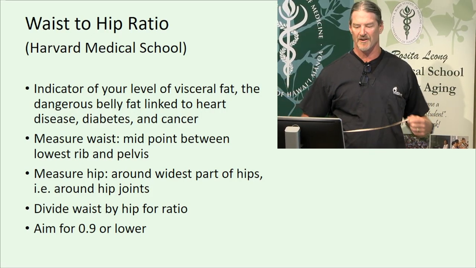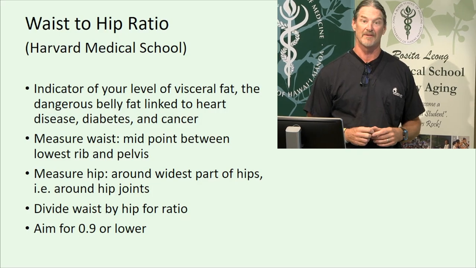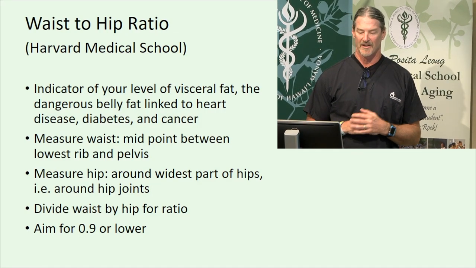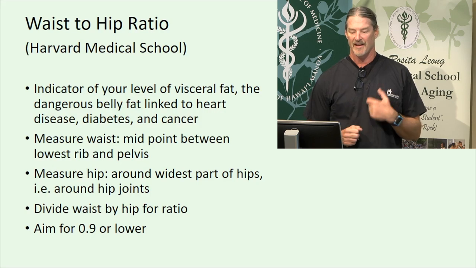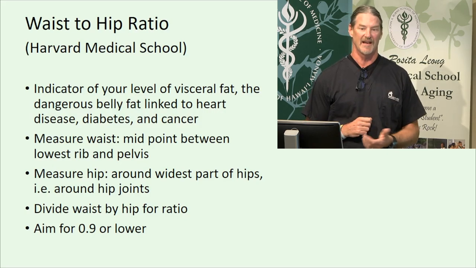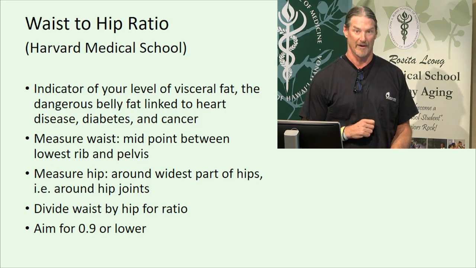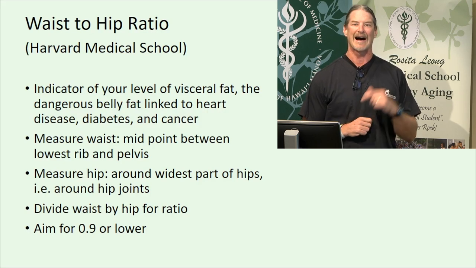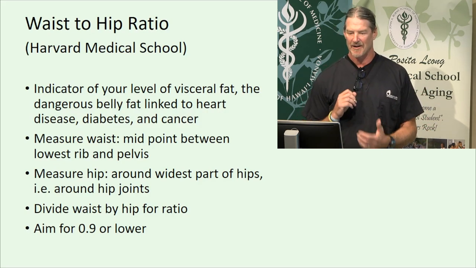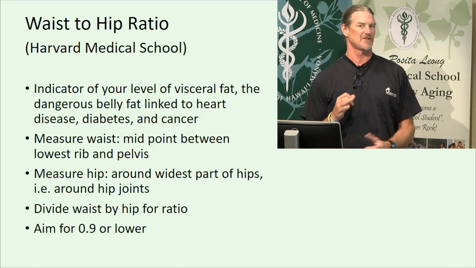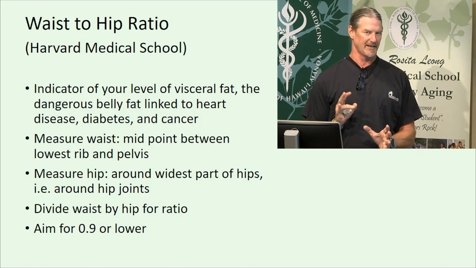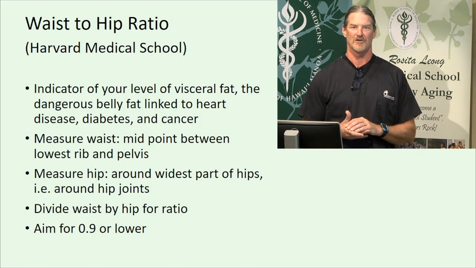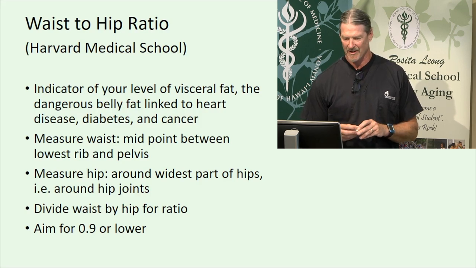And then you're going to measure the widest part of your hips. And then you're going to divide the waist measurement by the hip measurement for the waist-to-hip ratio, and you want to aim to be at 0.9 or lower. So if you're 1.0 or higher, then your body composition is going to be not as healthy as you want it to be, okay? And we'll talk about how to do that.